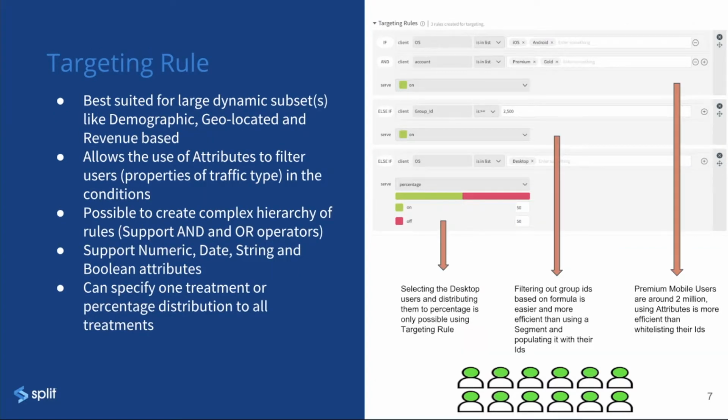The targeting rules are very powerful tools to control the population. They are very useful for large dynamic subsets, like demographic and geolocation. For example, if I want to target all the population in a specific country, say the US, I don't need to store all their IDs in a segment. That can be hundreds of thousands. I can simply use an attribute of a user, and that attribute is set to a country. This way, I can easily define that condition in a targeting rule. It also allows a very complex hierarchy of rules because it supports the OR operator and the AND operator. You can also specify one treatment or a percentage of them.